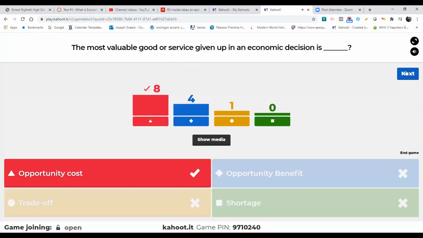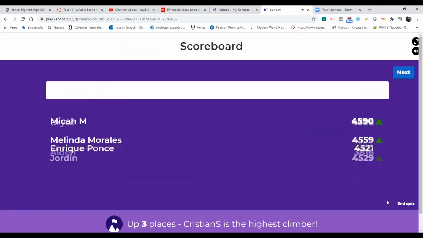Okay. Most valuable good or service given up in an economic decision is opportunity cost. So let's say you had $5 in your wallet. You're trying to decide between McDonald's and Subway. If you choose McDonald's, what you gave up was Subway. That would be your opportunity cost.